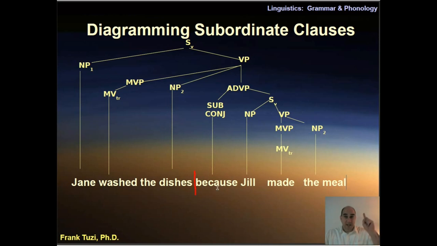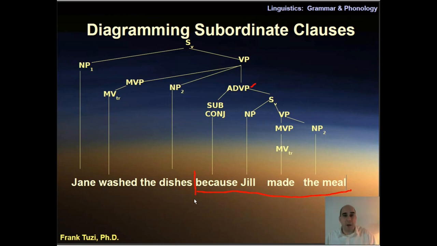Because, ding, ding, that's a clause marker, right? That's a subordinating conjunction. And so what does all of this do? All of this is adverbial, right? It describes the washing. Why did she wash the dishes? Oh, she washed the dishes because Jill made the meal. So because this part over here describes the washing, this is going to be an adverb. And that's why right here, under verb phrase, I put adverb. Because this section right here is now describing.